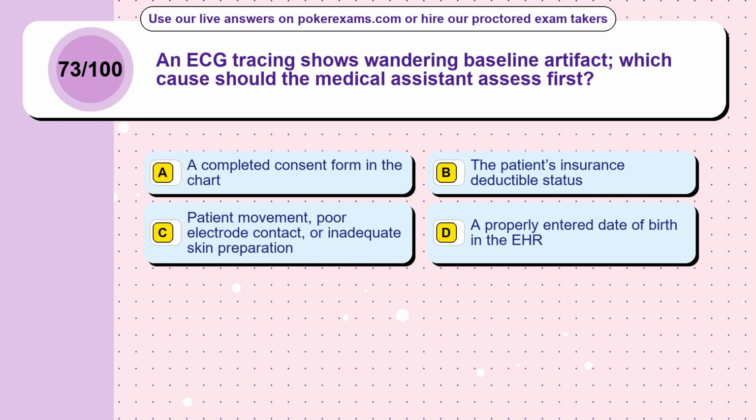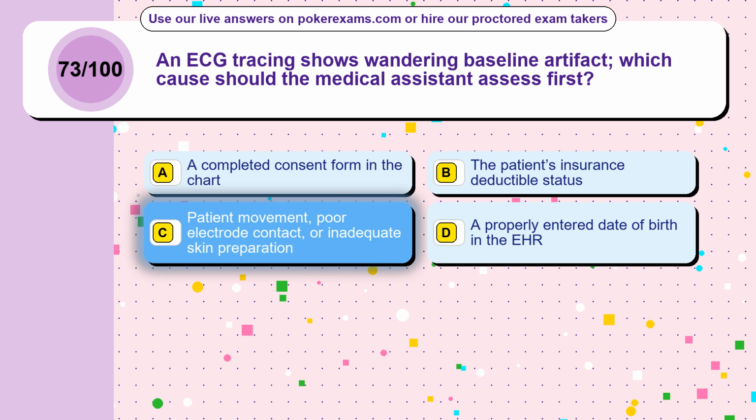Question 73. An ECG tracing shows wandering baseline artifact. Which cause should the medical assistant assess first? Option A. A completed consent form in the chart. Option B. The patient's insurance deductible status. Option C. Patient movement, poor electrode contact, or inadequate skin preparation. Option D. A properly entered date of birth in the air. The correct answer is option C.